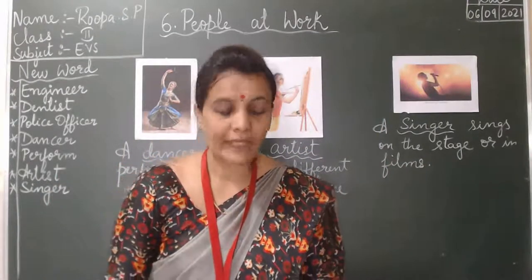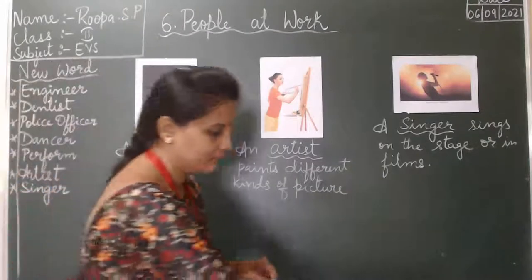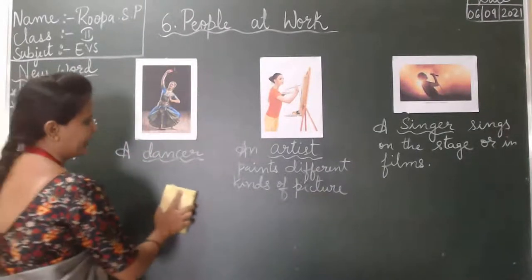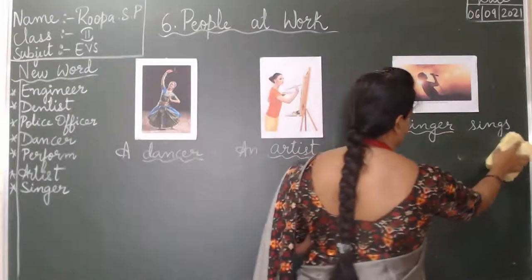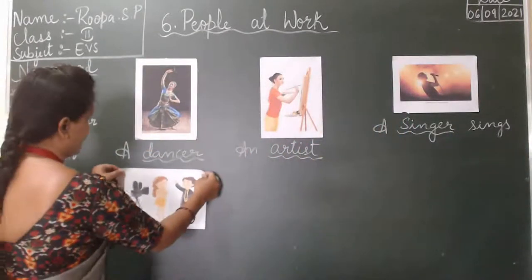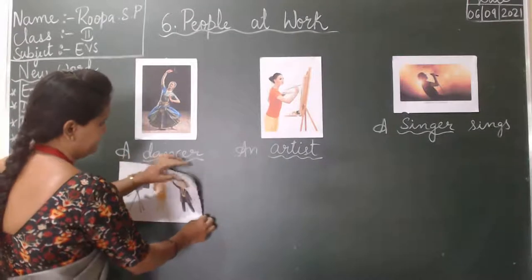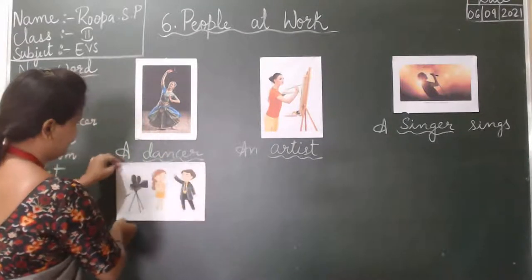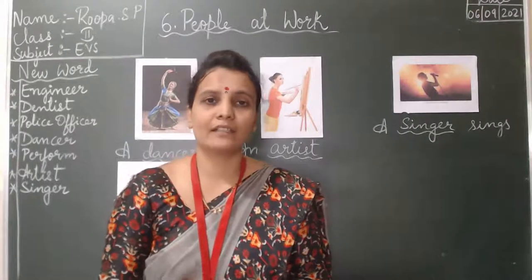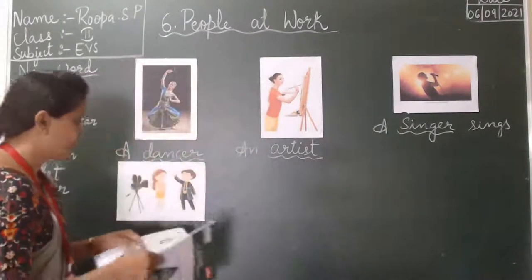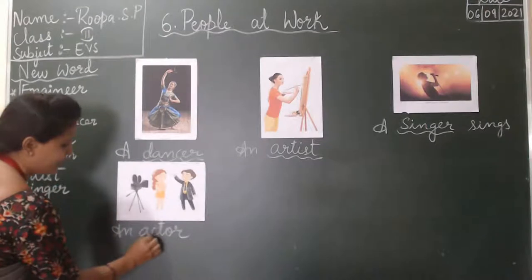Next we see an actor. The next picture is of an actor. What does an actor do? See, this is a picture of an actor. Have you seen people acting? Your favorite heroes or heroines perform acting; they act in films, movies, etc. So they are actors. Underline this word in your book, children.